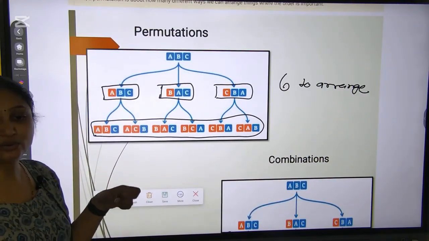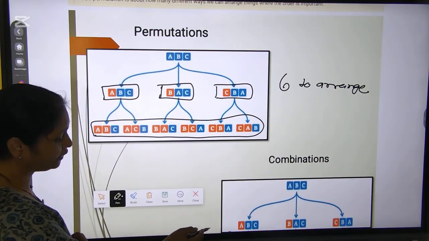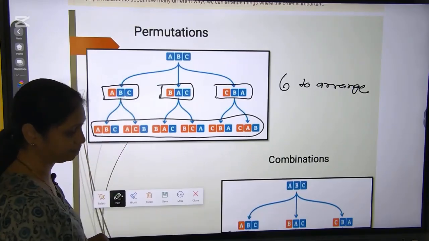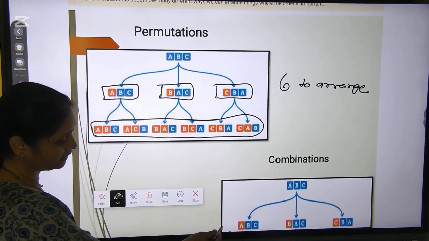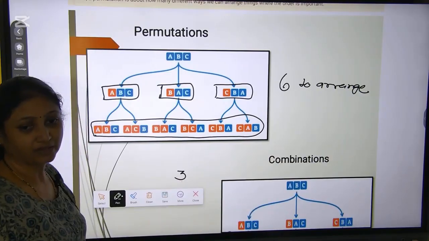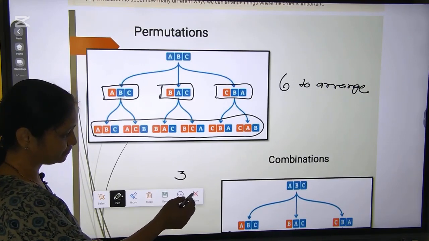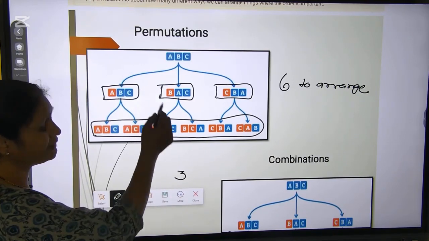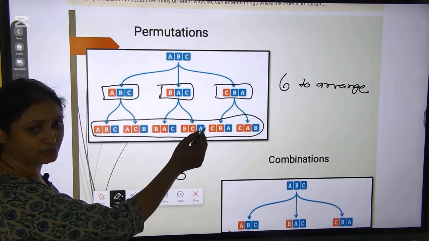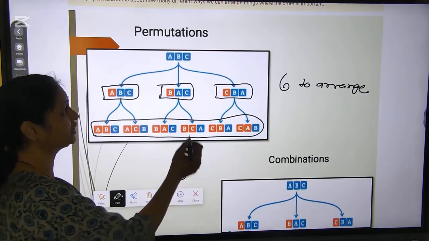And if we have to select any one combination, then we can choose ABC, BAC or CBA. So we have only 3 selections. We can select the combination in 3 ways only. So this is the basic difference between permutations and combinations. Permutation means arrangement and combination means selection.